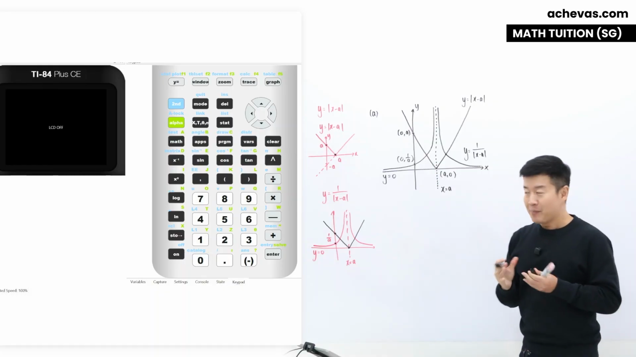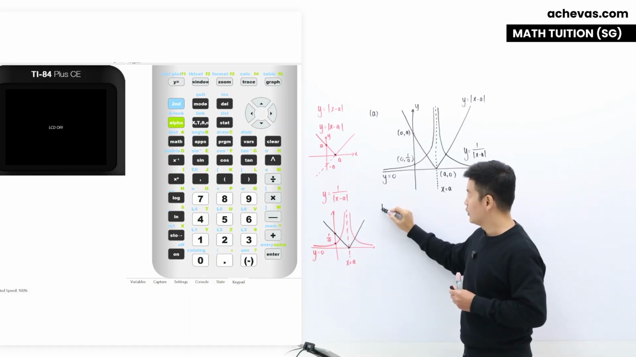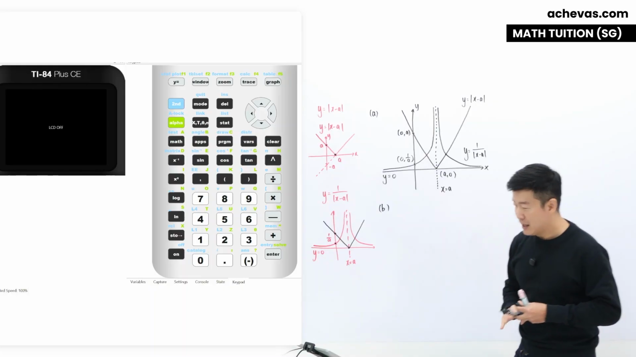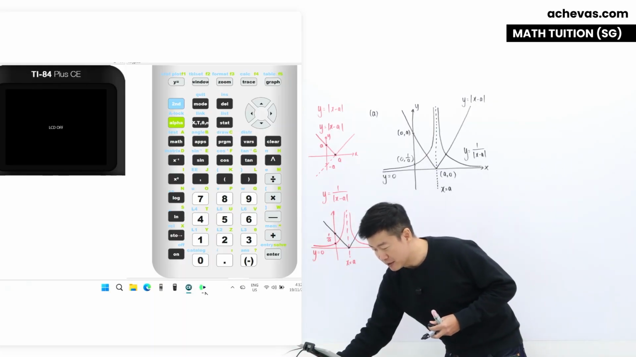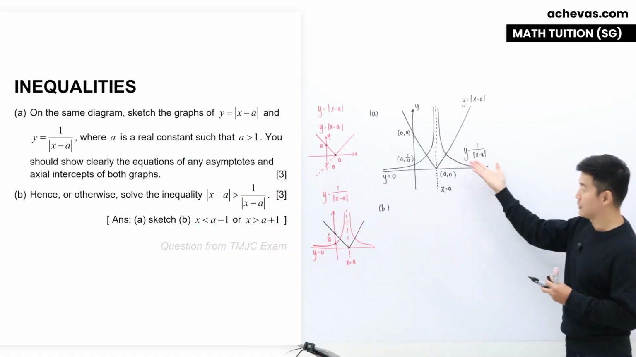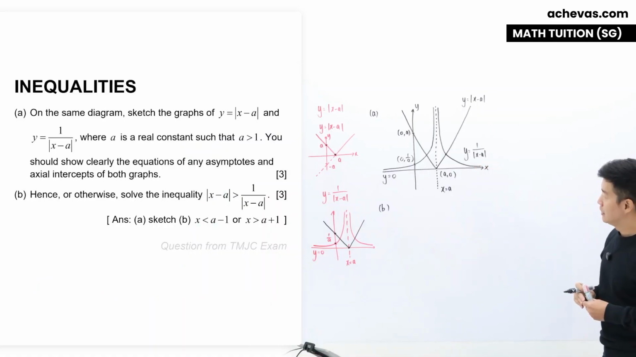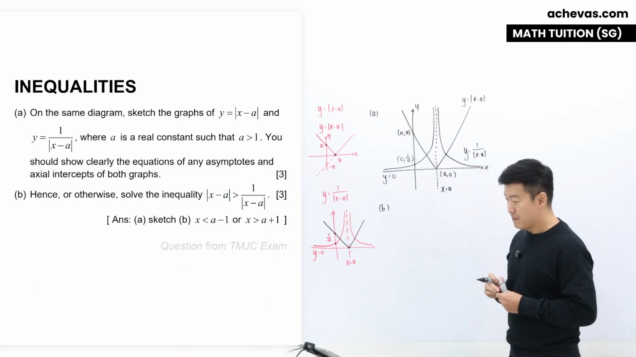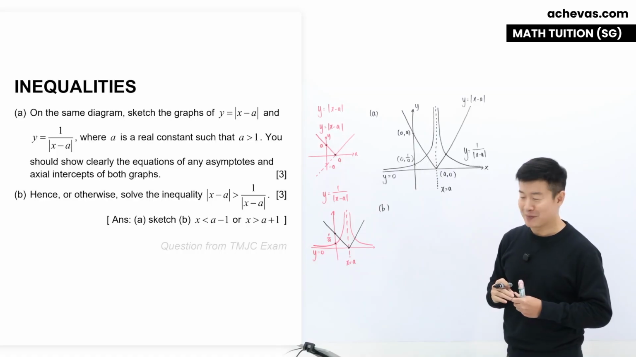Okay, now we have part A done. We are going to try to solve part B. And part B is a question that will require us to make use of the first part of the question. So looking at part B, hence, we are going to use the first part of the question.